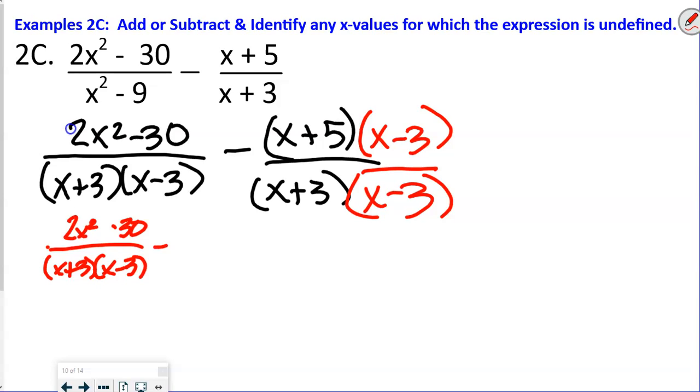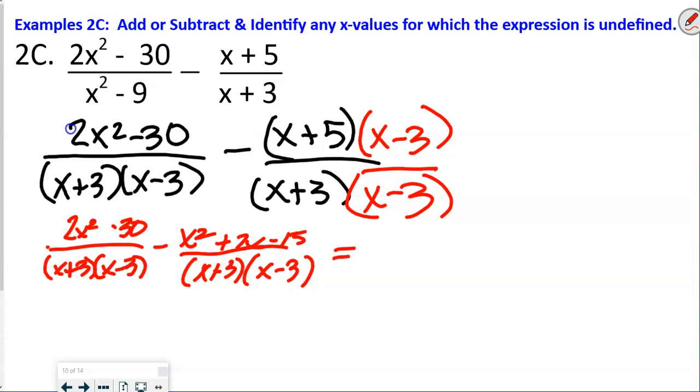Minus, let's go ahead and multiply this out again. So we can use FOIL or we can use the box method, whichever you're most comfortable with. So that's going to be x squared, negative 3 plus 5, so that's going to be plus 2x, and that's going to be minus 15. That's all over x plus 3, x minus 3. So now we can simplify, right? So we're going to combine like terms on the top.